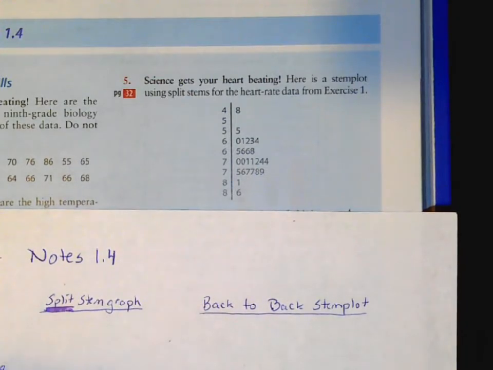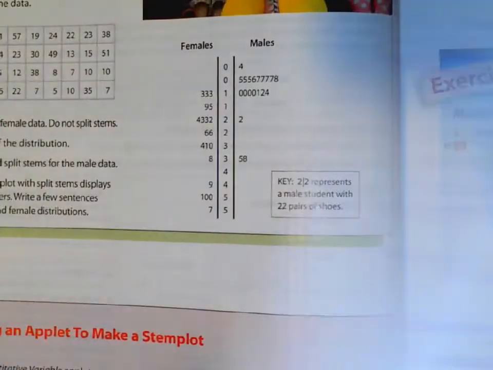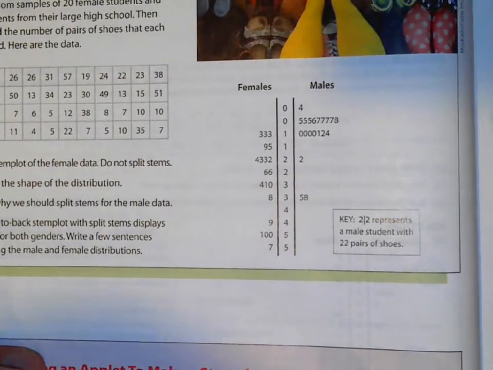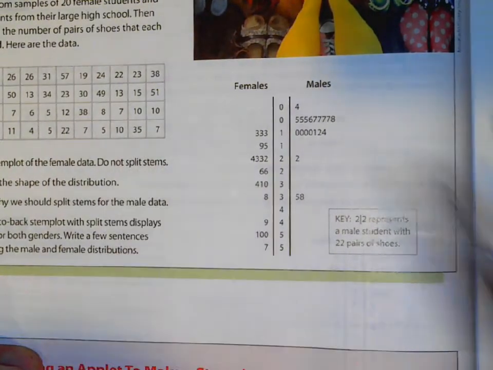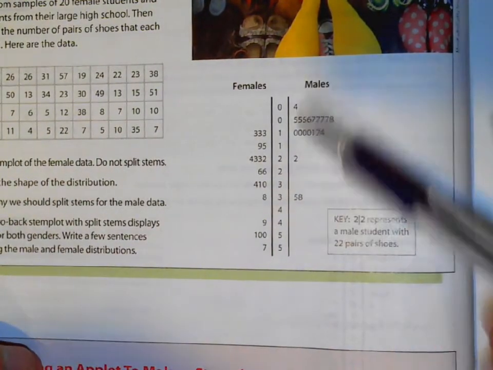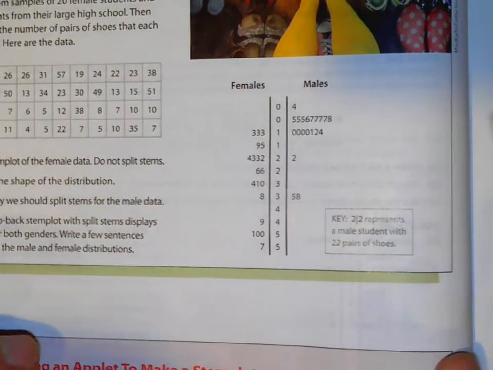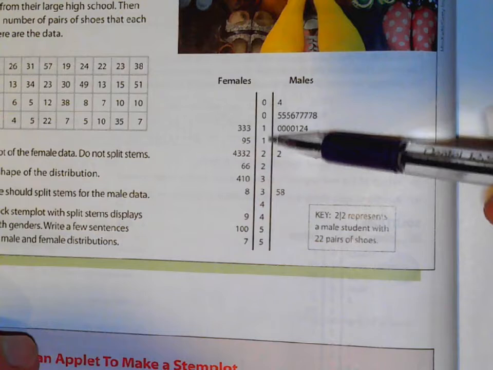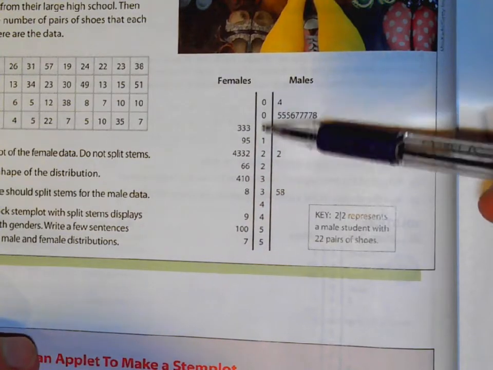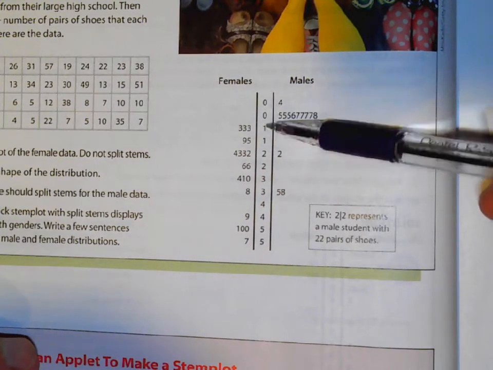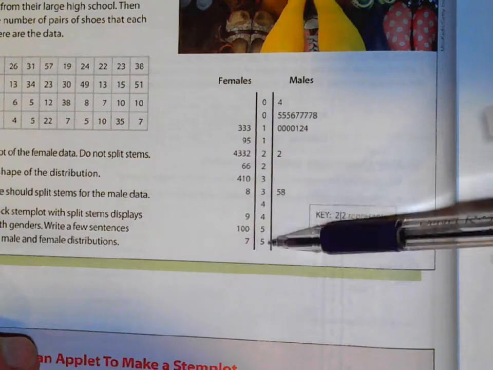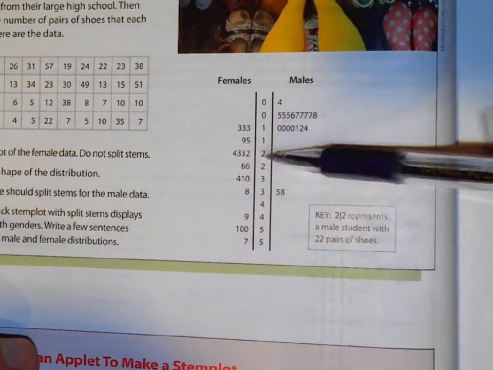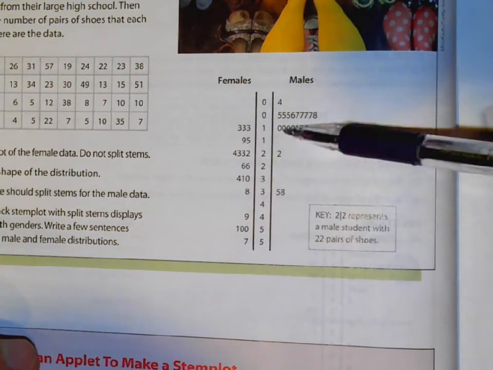Okay? And then a back-to-back, I'll show you this example here of a back-to-back. Actually, we're kind of doing this in class too. How many shoes are too many to own? So this is how many shoes some people own. So what they do here is they put the main stem. So 1 means like in the 10s and the 20s and the 30s, the 40s and the 50s. And then they put the numbers out for the females on one side and the males on the other.